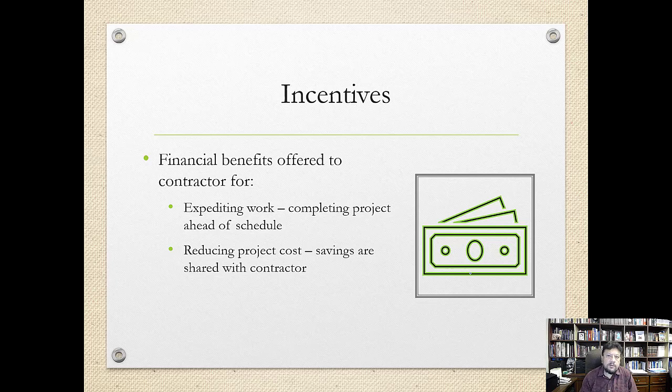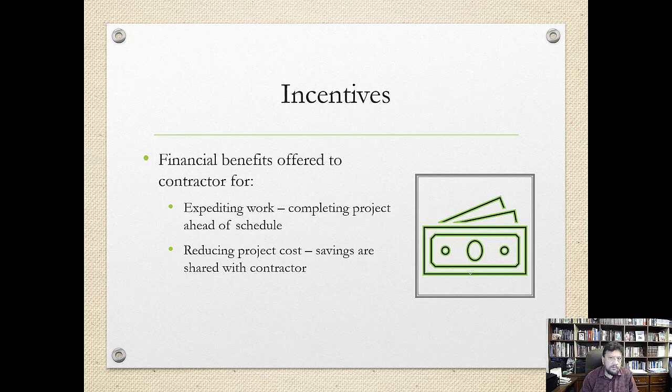Incentives are basically benefits that you can offer a contractor as a client, or they can also work in a negative way. If things go overboard, incentives can turn into penalties, not necessarily penalties, but disadvantages in terms of a reduction in the contractor's fee.